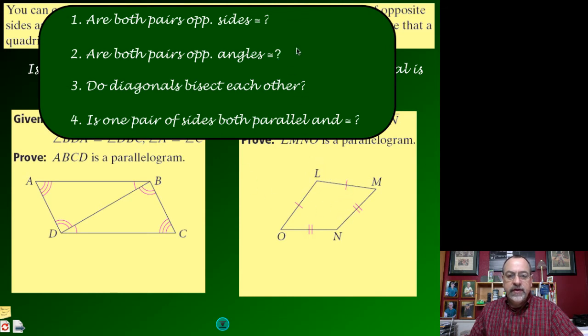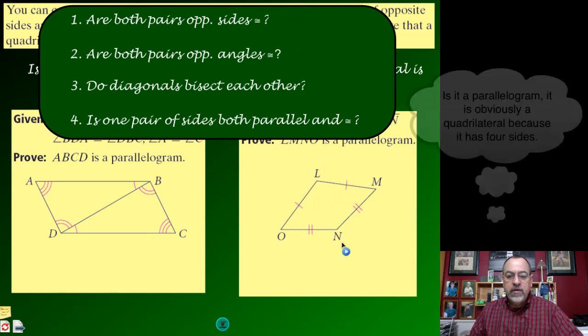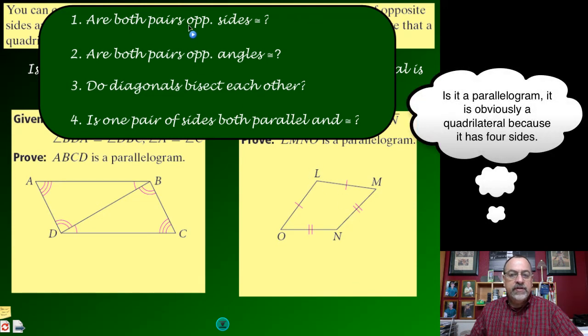So let's look at this figure here. Is this figure a quadrilateral? Are both pairs of opposite sides congruent to each other? These opposite sides are not congruent, so the answer is no. Are both pairs of opposite angles congruent? Well, I'm not given any information about the angles, so I'd have to say no.